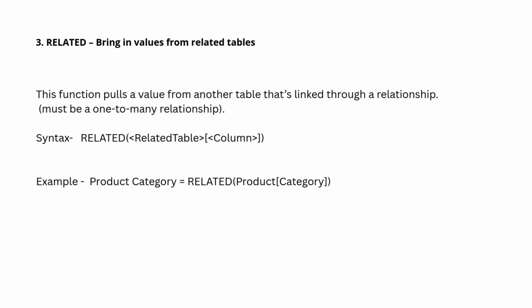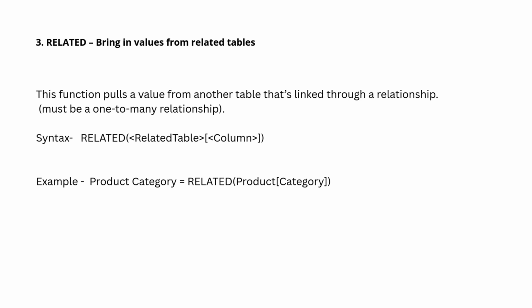The next one is RELATED. RELATED is a function that pulls a value from another table that is linked through a relationship. We should be careful that it should be a one-to-many relationship. Suppose, for example, we have a sales table and a product table. Both are related in our data model through a key called product key, and we want to have the category information for each sale. So we can use the RELATED function if we don't want to merge tables manually. This is where RELATED is super helpful.